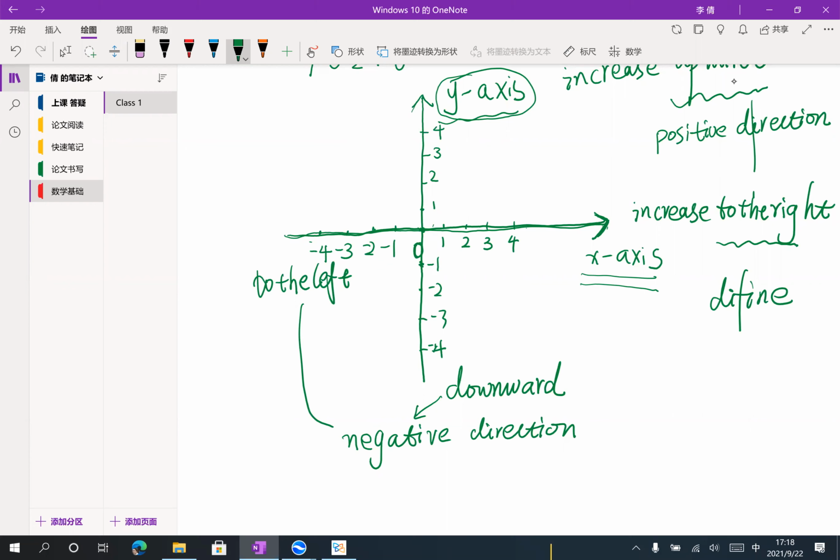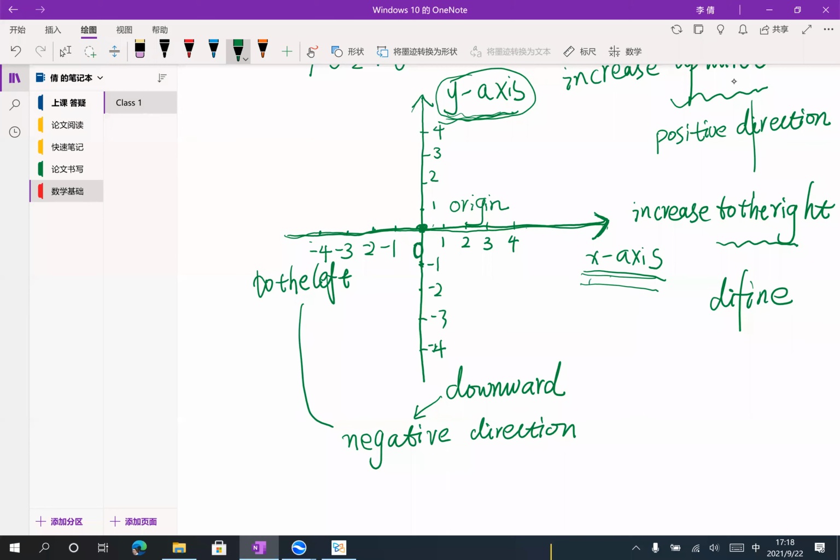Okay, this is the x-axis and this is the y-axis, and the x-axis and the y-axis intersect at 0, and this point we call the origin. This point 0 is the origin.